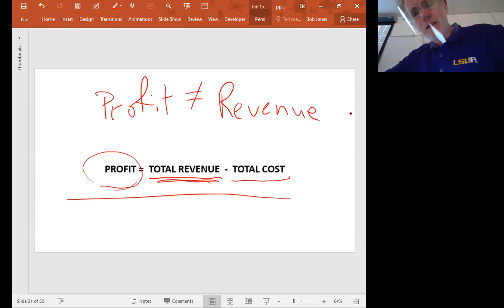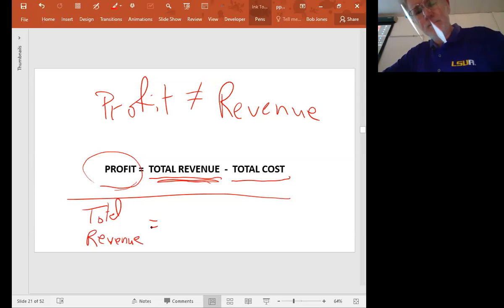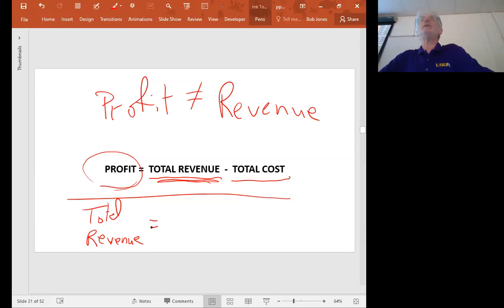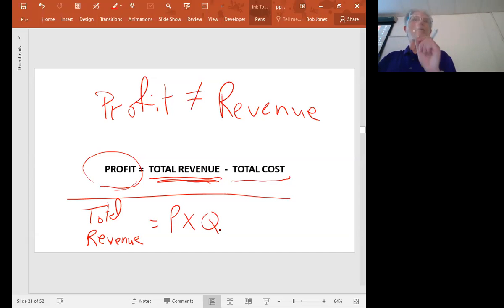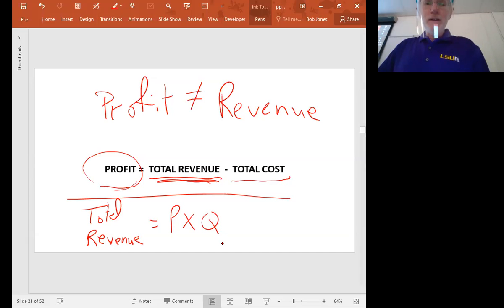And so that means that the firm's total revenue, what's it going to equal? If you're selling 1,000 units and you're charging $5 per unit, what's your total revenue? $5,000. And you got that just by multiplying the price per unit times the quantity, the number of units being produced. Okay? So nothing complicated about that at all.